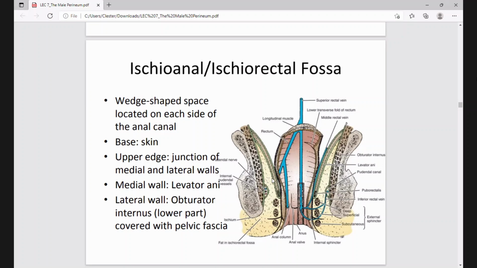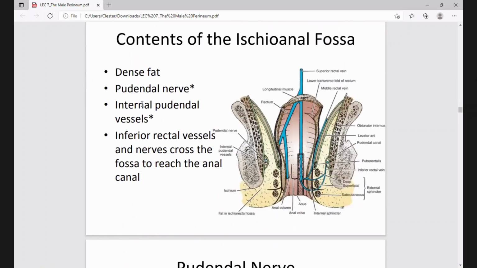Now, what is found inside the ischiorectal fossa? Of course, it contains a lot of fat. A dense layer of fat is found in the ischiorectal fossa. So it's just fat that's inside? Why is there fat there? So that it will allow the rectum to distend outward into the ischiorectal fossa. That is why there is fat in that space. So you allow the rectum to distend, if there is content, into the ischiorectal fossa.